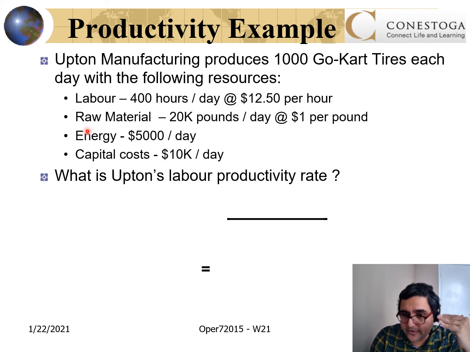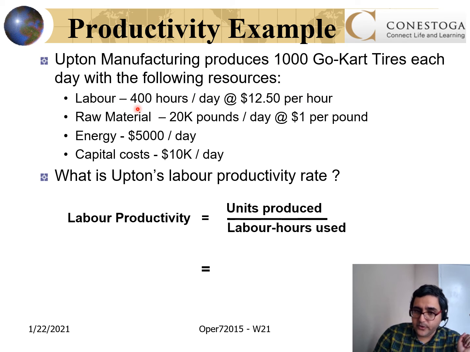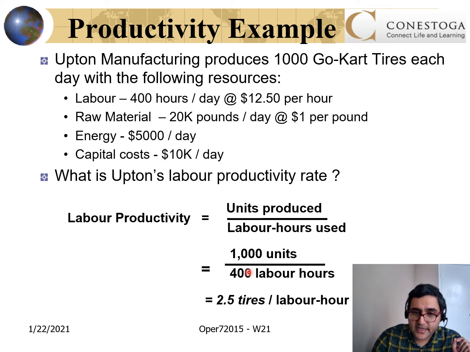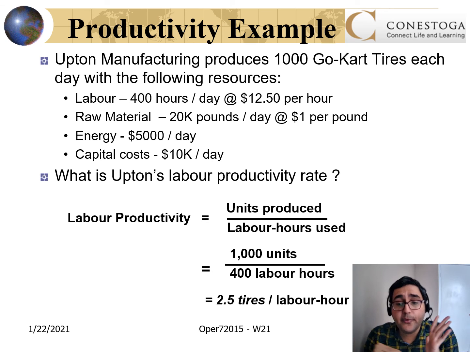Though there are 4 factors which are important in this case, we are looking at a single factor. So the labor productivity would be 1,000 divided by 400. So that's what we are doing. The number of units that are produced divided by the labor hours. So 1,000 divided by 400 will be 2.5. So I make 2.5 tires per hour per labor hour. So this is the existing productivity of my factory.